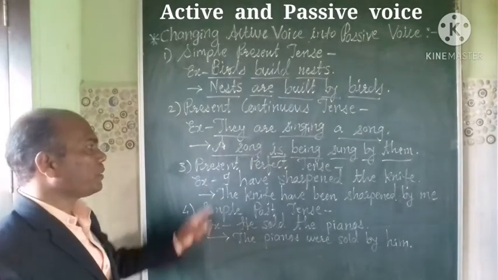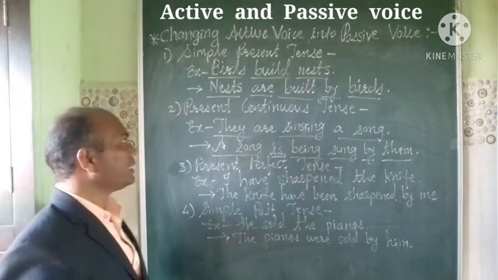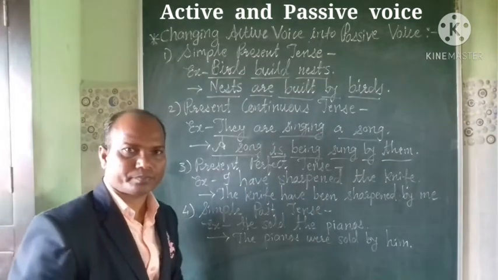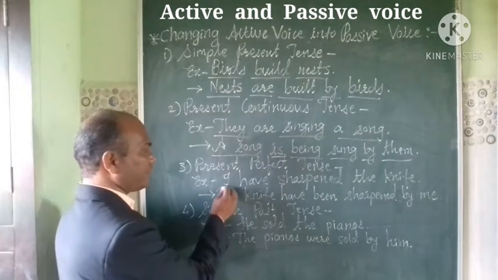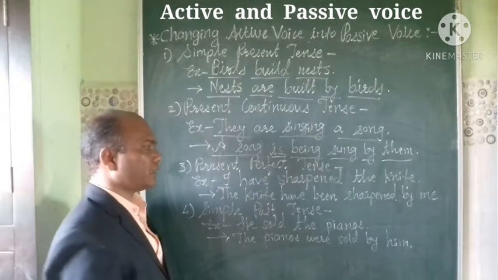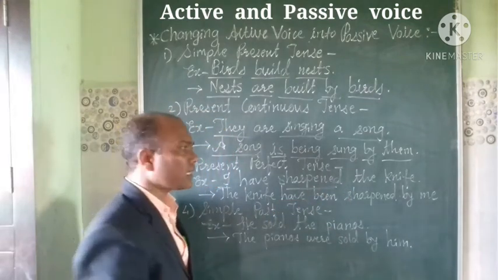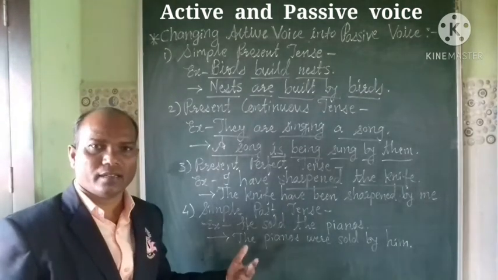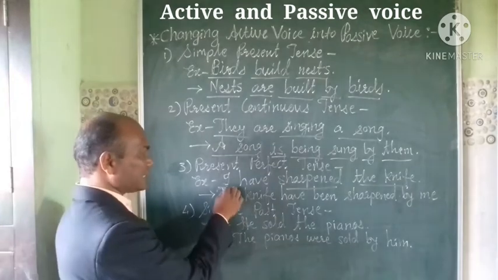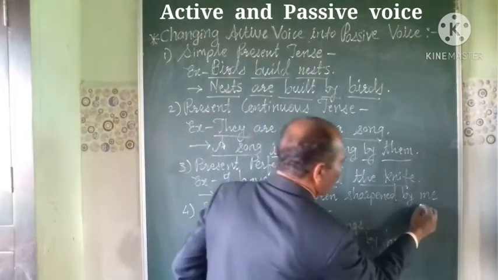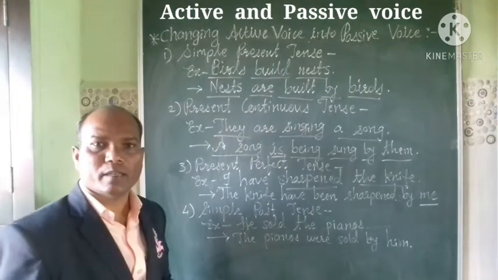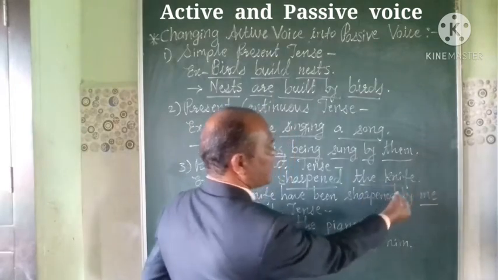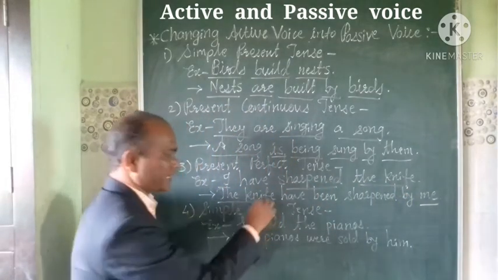Now, next tense, present perfect tense. Here, example, I have sharpened the knife. First, identify the subject, then the main verb, and lastly the object. After identifying, interchange their places. The subject I becomes the object here. Its objective form is me. I will become me. Then the object, the knife, becomes the subject.